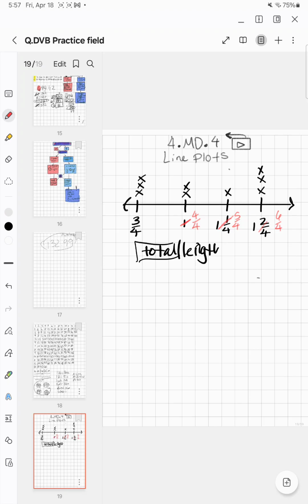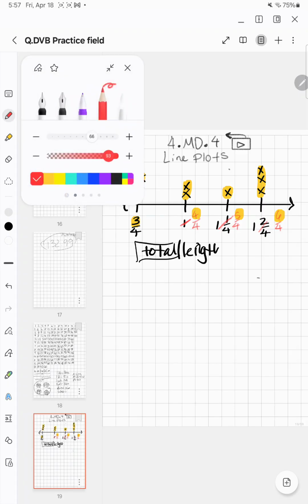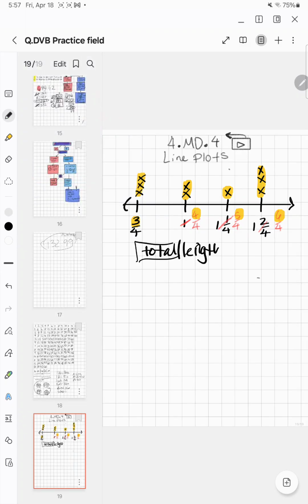Now I need to find the total, so I just multiply each fraction by its whole number. So here, all I'm doing is 3 times 3. Here, all I'm doing is 4 times 2. Here, all I'm doing is 5 times 1. And here, all I'm doing is 6 times 3, right? Because the x's show our whole number. So I'm going to go ahead and do that.